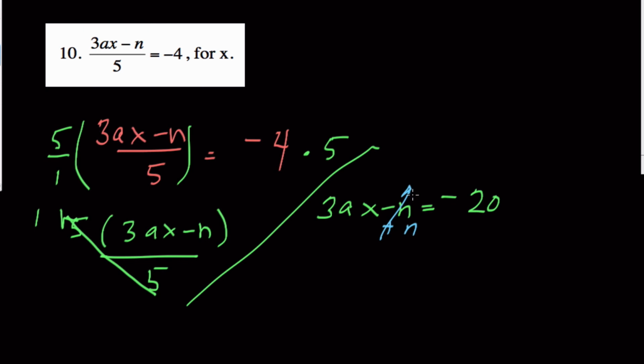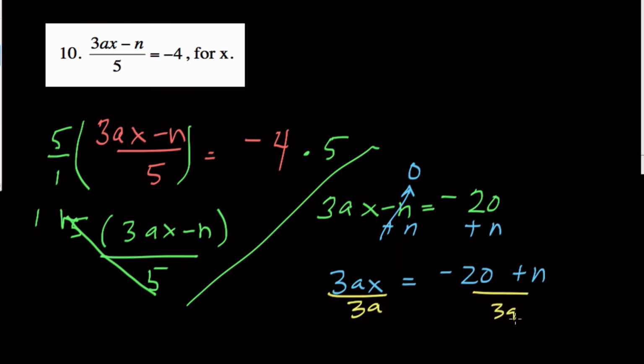Negative n plus n is 0. So I end up with 3ax minus 0, and I don't have to write that. But whatever I do to one side, I have to do to the other. 3ax equals negative 20 plus n, or n minus 20. You could also write this as n minus 20. It would be the same thing. So I'm almost there. I want x by itself. How do I get rid of multiplying by 3a? I divide by 3a.